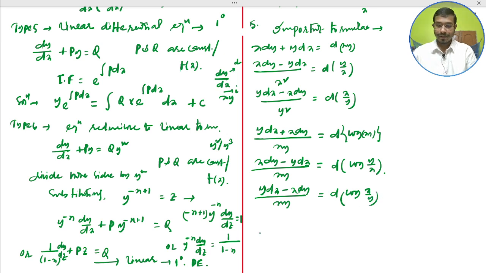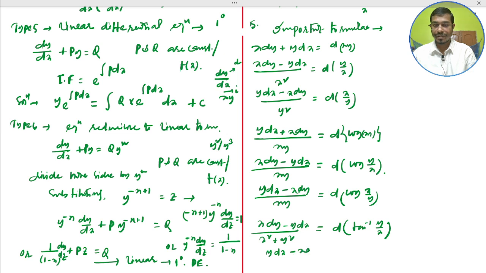Next, very important: x dy minus y dx divided by x square plus y square becomes d of tan inverse y by x. Next, y dx minus x dy divided by x square plus y square becomes d of tan inverse x by y.